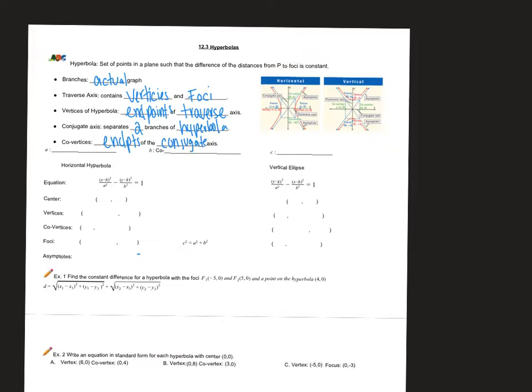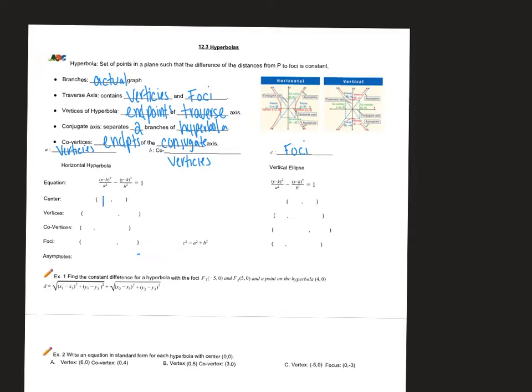Just like with the previous, my a are my vertices, my b are my co-vertices, and my c are my foci. So if you look at the picture on the right, you see a horizontal and a vertical. So we have two equations that we go by. The first is for the horizontal. It's (x minus h) squared over a squared minus (y minus k) squared over b squared equals 1.